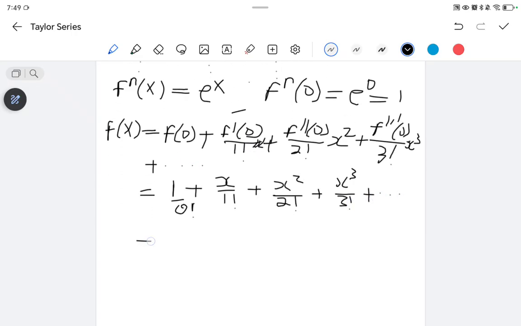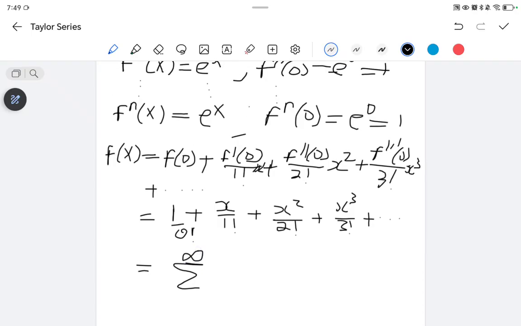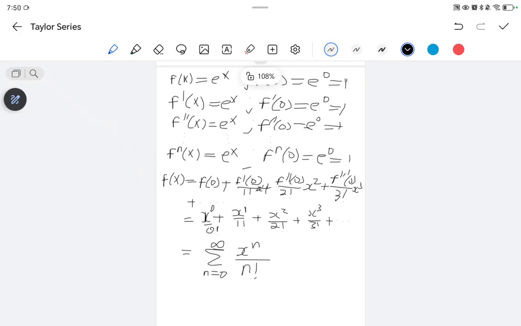And this would be equal to the summation up until infinity, n equals 0. Then this x, this is from x0, x1, x2, x3 up until the n, that is x to the n. This one is 0 factorial, 1 factorial, 2 factorial, 3 factorial up until the end. This would be n factorial. You see, right? So we can also use this second method.